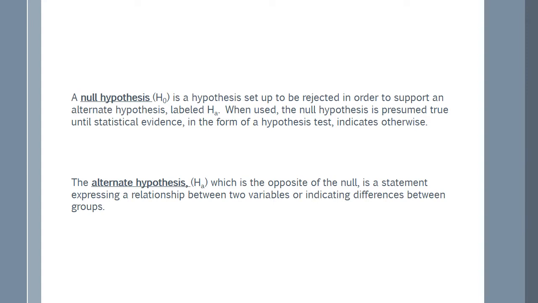The alternative hypothesis, which is represented by HA, which is the opposite of the null, is a statement expressing a relationship between the 2 variables or indicating a difference between the 2 groups.